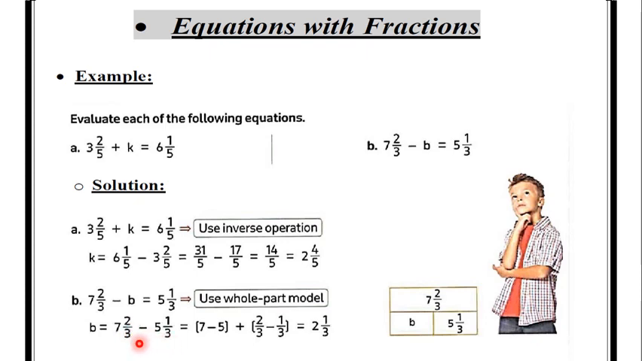Now let's make the subtraction. Whole minus whole: 7 minus 5 between two brackets, plus 2 minus 1. It will be 1. So 7 minus 5 equals 2, and 2 over 3 minus 1 over 3 will be 1 over 3.